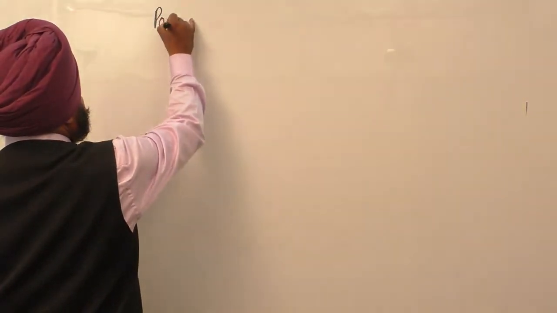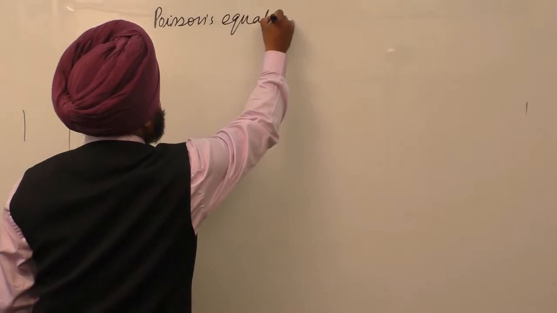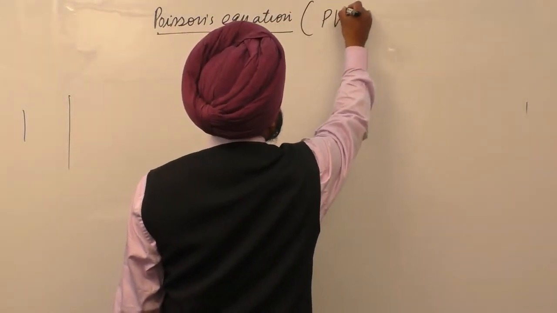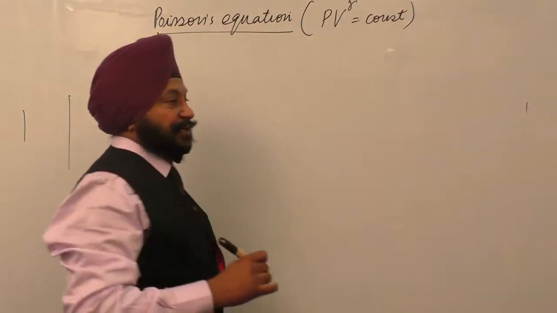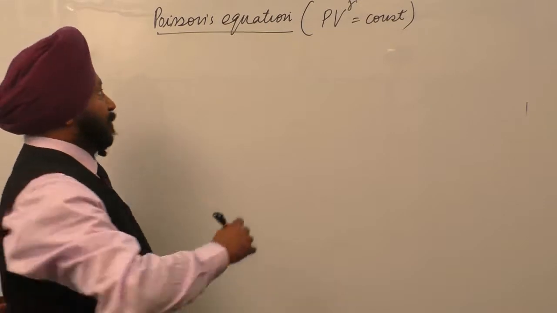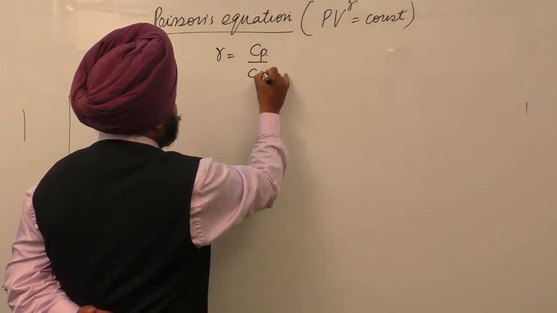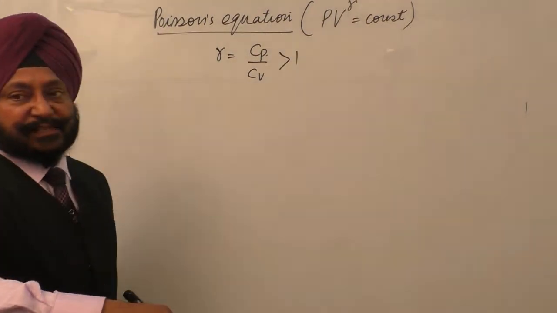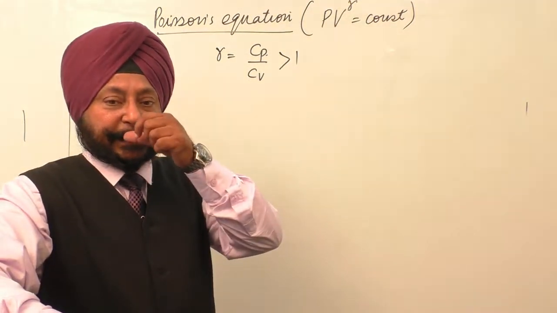Now moving on to another application, which is Poisson's equation. This Poisson's equation is basically an equation of an adiabatic process, and this is that particular equation, that PV to the power gamma is constant. And what is gamma? Value of gamma is Cp divided by Cv, and obviously it is always greater than 1 because Cp is always greater than Cv, so Cp over Cv will be greater than 1.